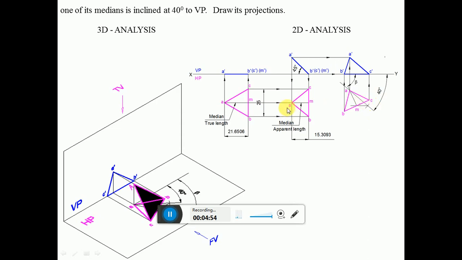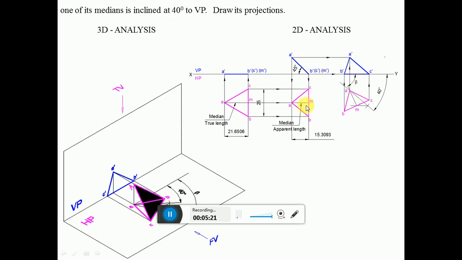Then again you measure the apparent length here, because this is the one which is rotated at this angle. Since you have the apparent length AM, which is the median in the apparent length, you measure by using the compass from A to M with the same center A, and cut an arc on the locus line. So you get this point. So you got AM. This is the apparent inclination line, which will be called beta.